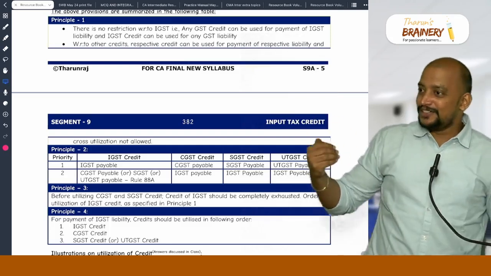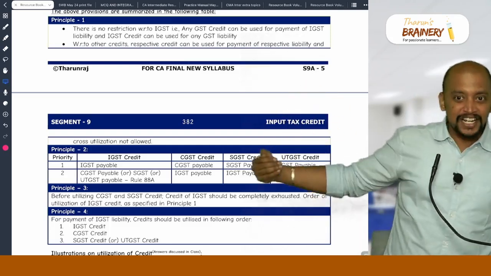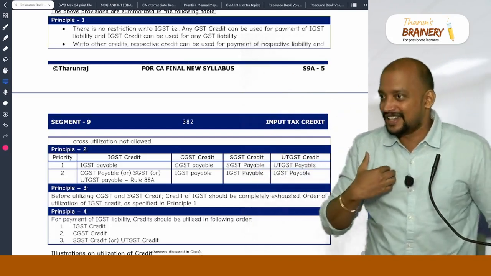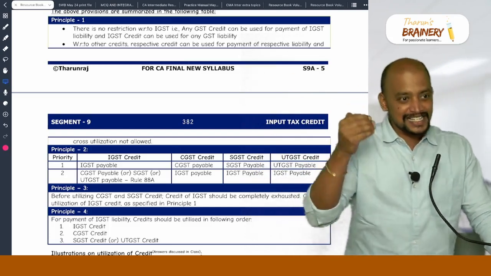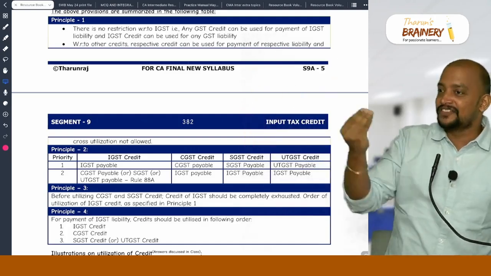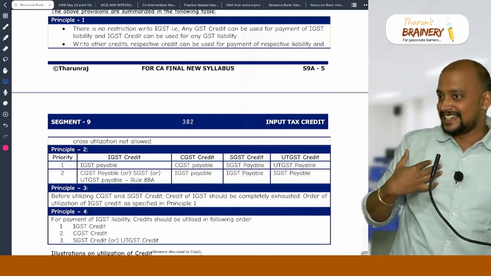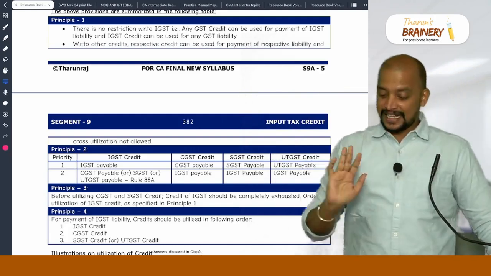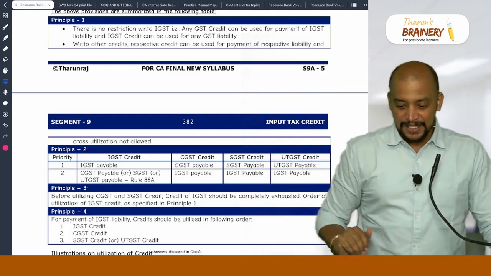My wife also will think about herself first, and only then about me, correct or not? I will come into the picture later. So CGST credit first for CGST liability, then only if anything is left, IGST liability. You understood? Then another principle.